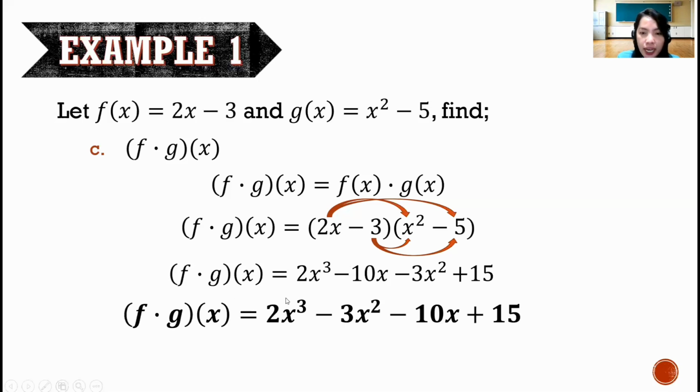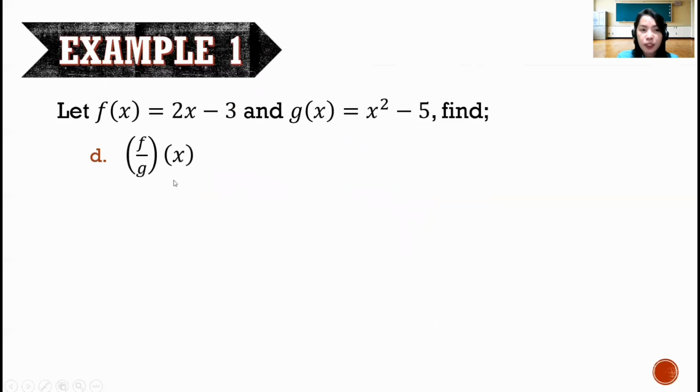So, here, ang unahin natin ay 2x cubed kasi yung 3 yung pinakamataas na exponent. And then followed by 3x squared kasi ang sunod sa 3 na exponent ay 2. And then followed by negative 10x or minus 10x, and then copy the constant 15. Final answer, f times g of x, that is equal to 2x cubed minus 3x squared minus 10x plus 15.